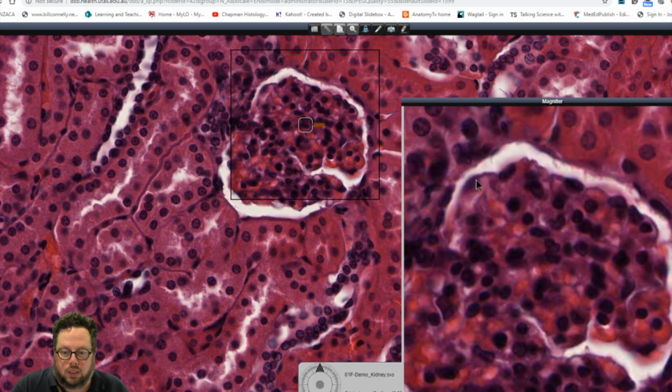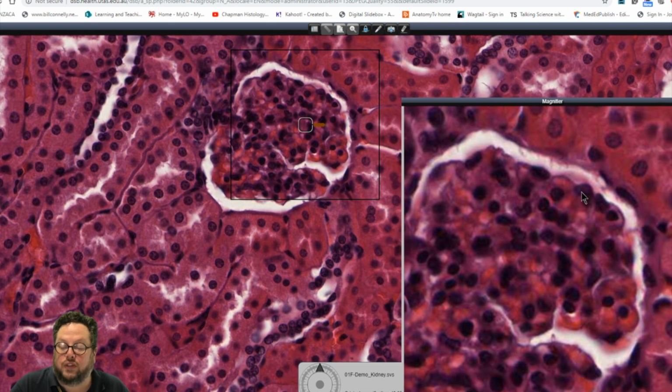Yeah. So this nucleus here belongs to the endothelium that makes up the glomerular capillary. And that's a fenestrated type of capillary, so it has little openings. The glomerular filtration barrier is this movement of substances from the capillary lumen out into the urinary space, or the Bowman space, which is this space here.